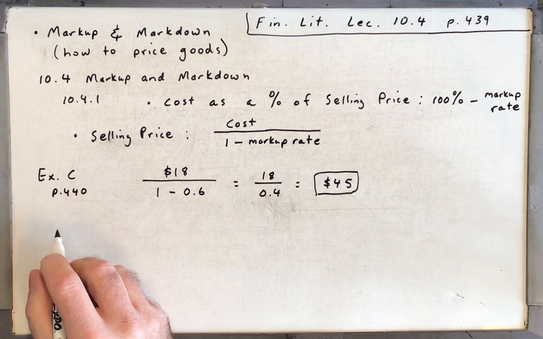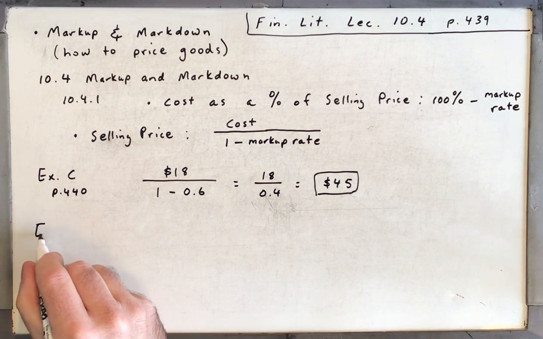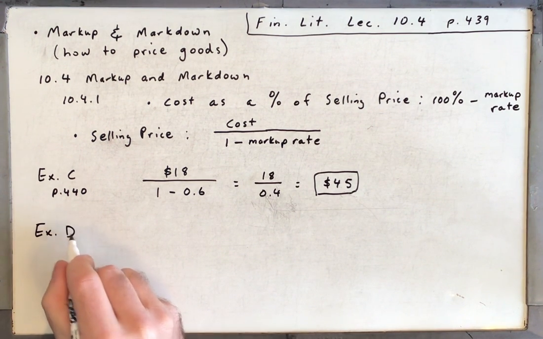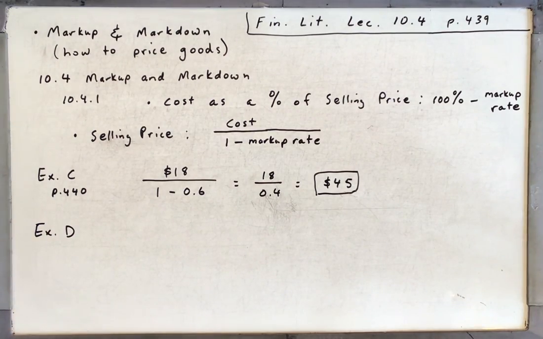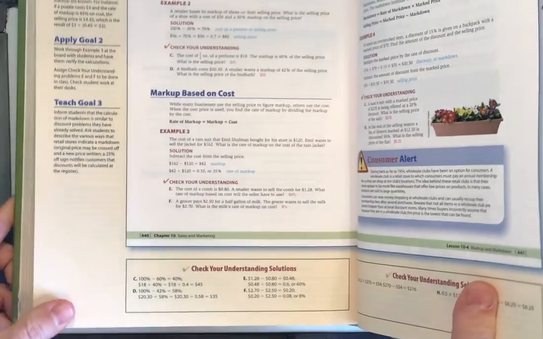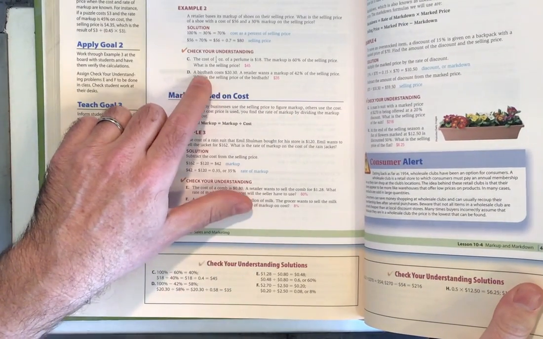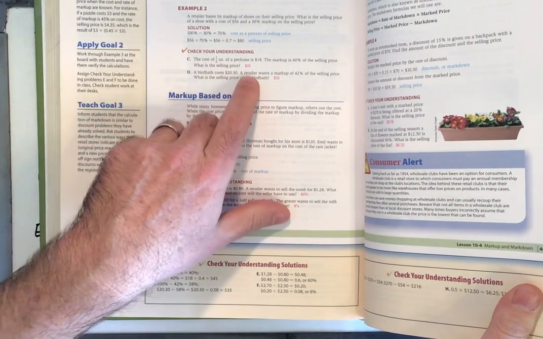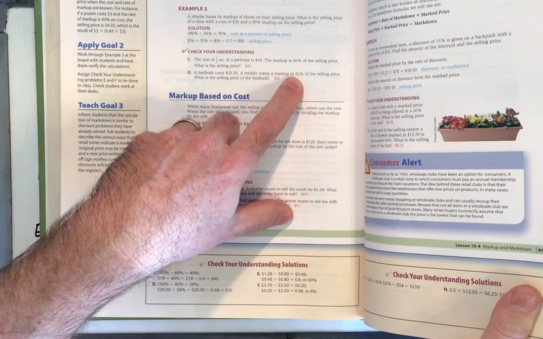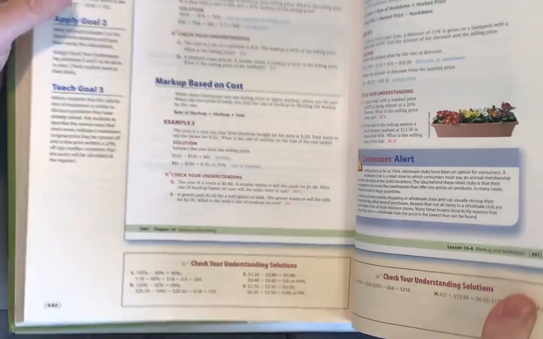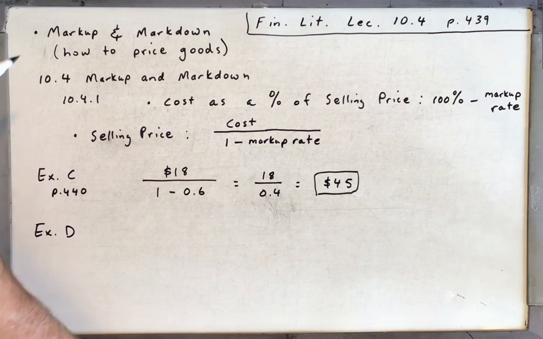All right, let's do one more like that. So example D, right underneath. I'm doing a lot of the examples on this one, since this section seems to give people a little bit of trouble. A bird bath costs $20.30. A retailer wants a markup of 42%. What's the selling price of the bird bath?